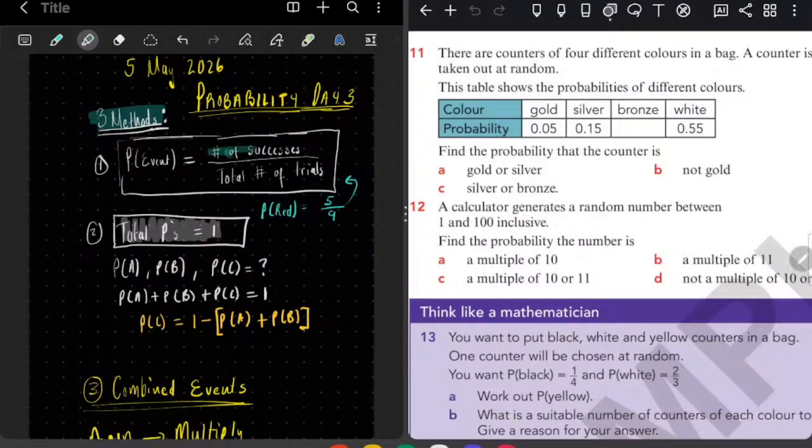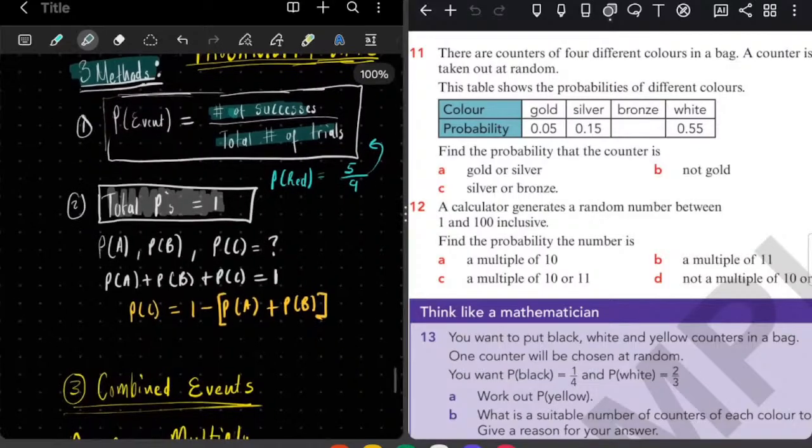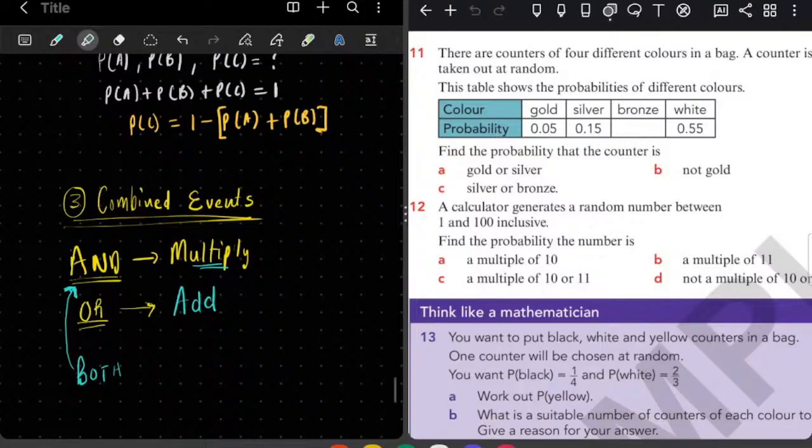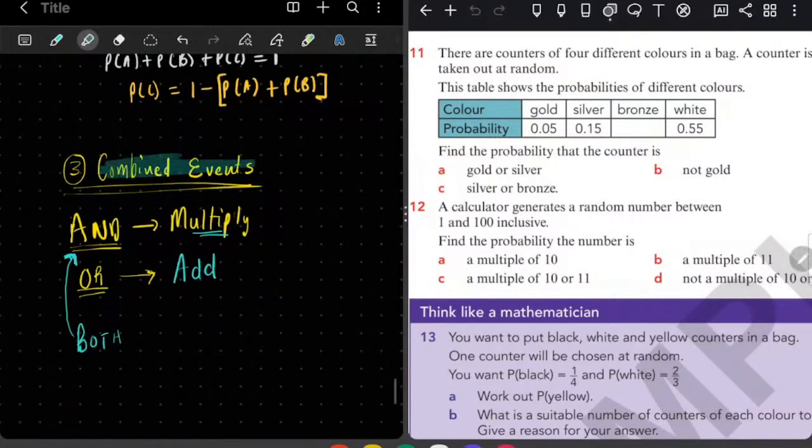The first one is when you have numbers of things. Number of this over the total number. Number over the total. When you have numbers. The second one is when you have probabilities and you have another one which is missing. When you have been given some and some are missing, you use the idea that the total probabilities will be 1. So you make your probabilities add to give you 1, then you look for the missing one. Then the last one is for combined events, where you use the word and or the word or. Are we together?